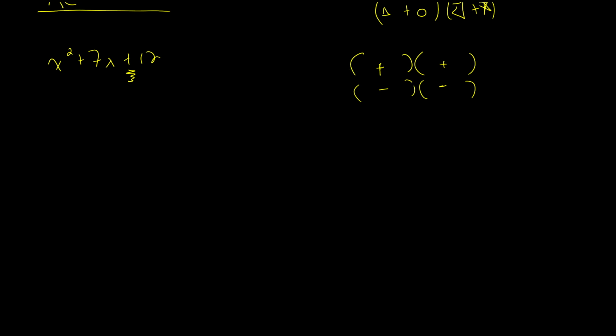Now the middle term is generated by the addition of the outers and the lasts. So if they're both positive, then this is positive, and if they're both negative, this would be negative. So this is telling me that I'm going to have x plus something times x plus something. Because this is positive, both of these signs have to be the same, and because this is positive, it has to be the plus sign.